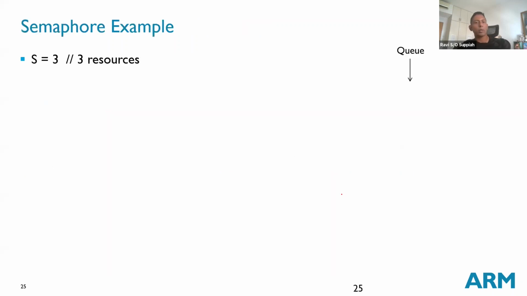So let's look at what is happening with this example. Initially, I said I have 3 resources. P is to take, so the concept of P is semaphore take, and V is semaphore give.